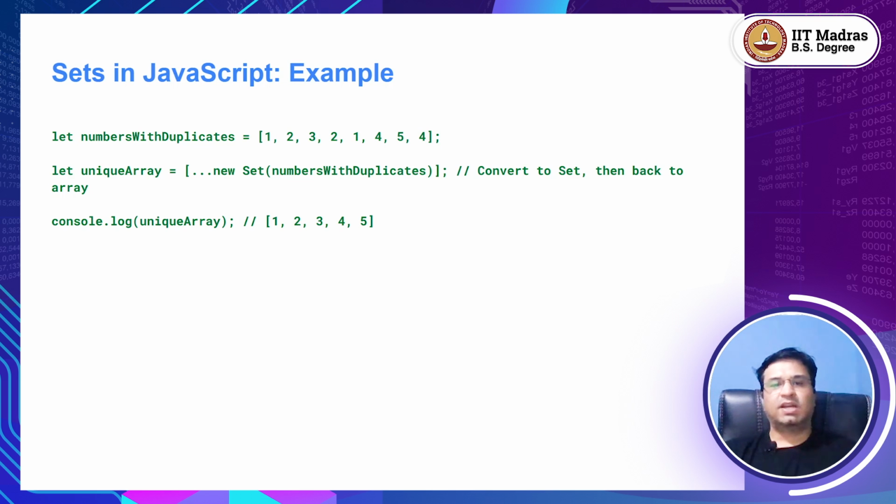Here, new Set(numbersWithDuplicates) creates a set from the array, automatically removing duplicates. Then we take all the unique elements from the set and spread them into a new array, creating uniqueArray. Sets are a powerful tool for managing collections where uniqueness is a primary concern.